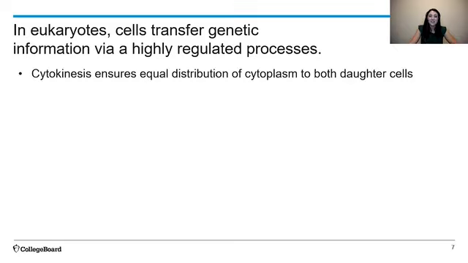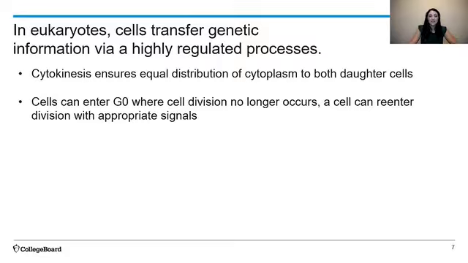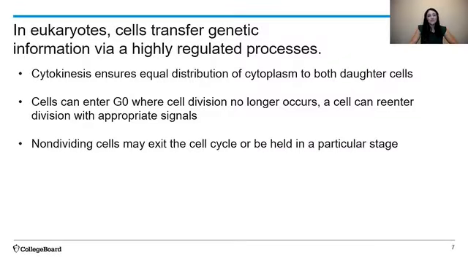Cytokinesis ensures that there is an equal distribution of cytoplasm to both of the new daughter cells. And there are some cells that can enter what we call G0, and cell division no longer occurs in this phase. A cell can re-enter the division of the cycle with the appropriate signals. Non-dividing cells may exit the cell cycle, or they may be held in a particular stage.